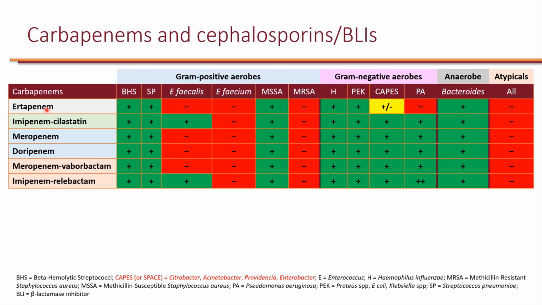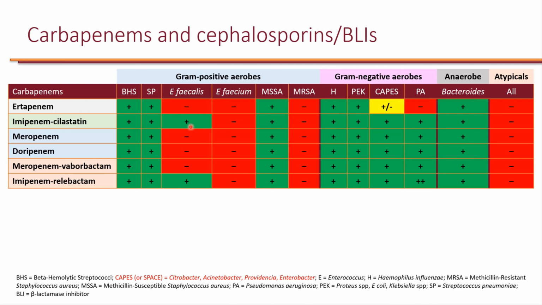So essentially we have ertapenem, which has a narrower spectrum of activity compared to other carbapenems, and the reason is ertapenem does not have activity against Pseudomonas, so it's somewhat narrower compared to the rest of them. Now all of them are active against Bacteroides, and all of them are active against MSSA, but none of them are active against MRSA. Imipenem has really good activity against pretty much most of the clinically important organisms, including Pseudomonas.